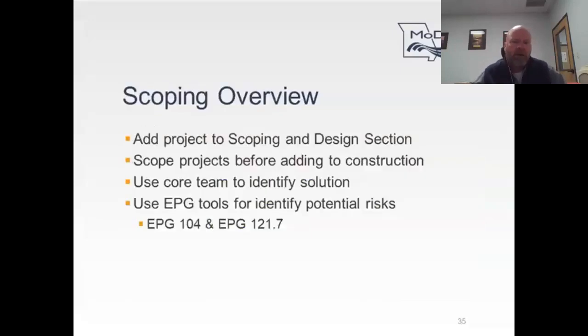So here's a quick overview of the scoping process. There's an opportunity for us to scope a project before we make a public commitment, and that's the scoping and design section of the STIP. It's important we add those projects early on in the process so that we can have a good scope before we add it to construction. Once the project is scoped, we would add it to construction, and that becomes a public commitment.